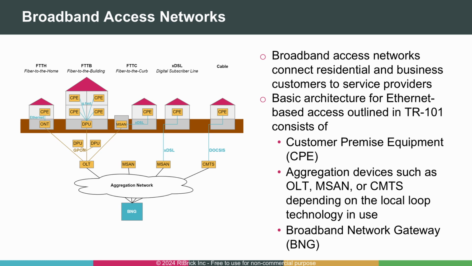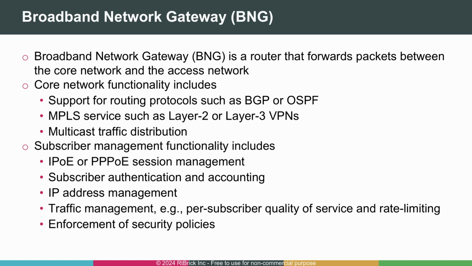Again, the CMTS aggregates multiple subscribers. The aggregation devices, for example OLT or MSAN, are connected to the Ethernet aggregation network, which then connects to the broadband network gateway. Our main focus in this presentation will be the broadband network gateway, short BNG. Historically, the BNG was known as a broadband remote access server or BRAS, but we will use the term BNG throughout this presentation. At the BNG, customers typically are referred to as subscribers or users.